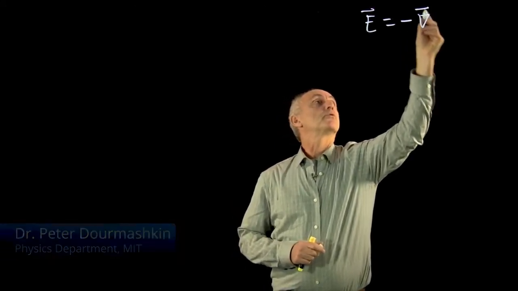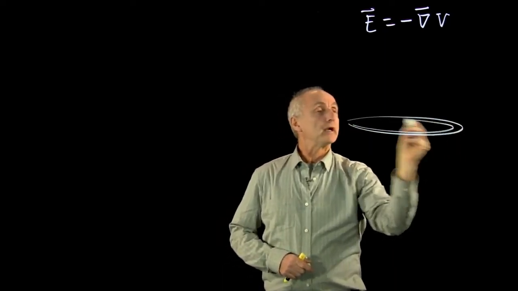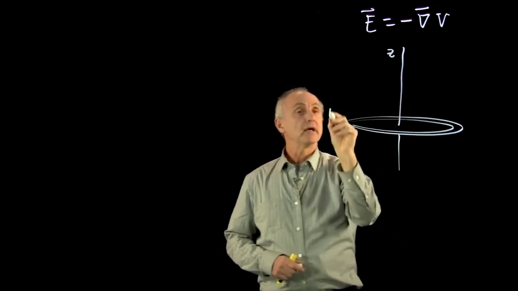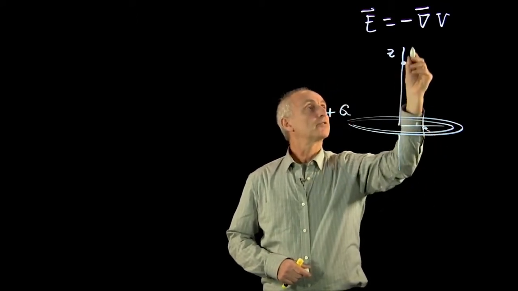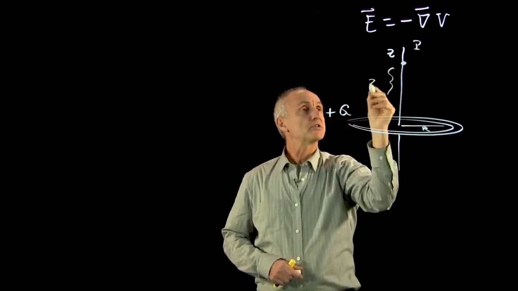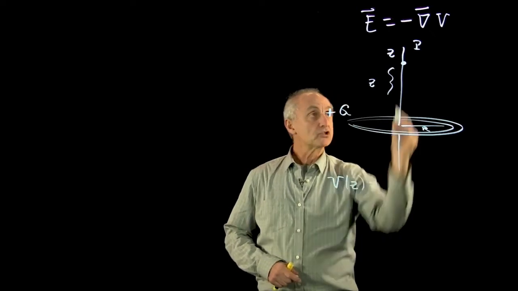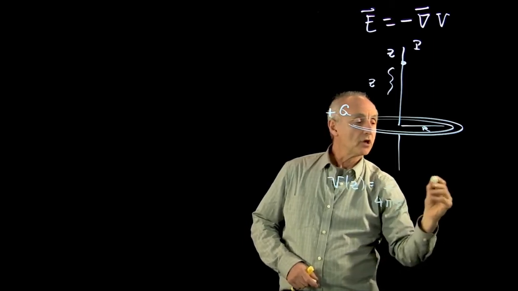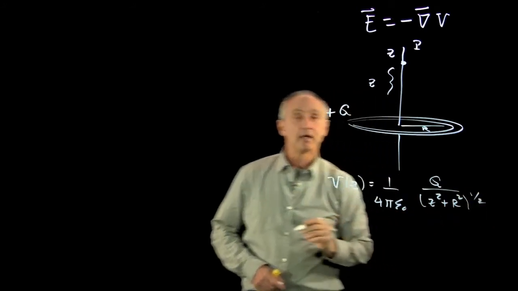Let's consider some application of our concept that the electric field is equal to minus the gradient of the potential. We calculated the potential for a ring along the axis that passes perpendicular to the plane of the ring. And let's say the ring has a charge q. The radius of the ring is r. And we'll take our field point P here, which was a distance z away. And for this particular problem, we calculated that the potential at this field point was equal to 1 over 4 pi epsilon naught q over (z squared plus r squared) to the 1/2.